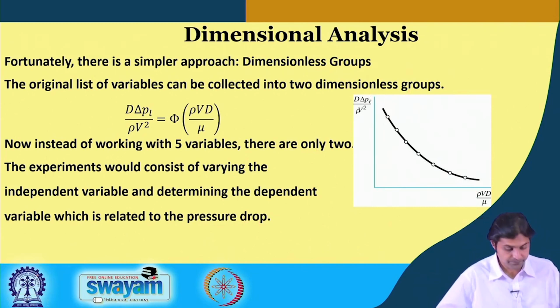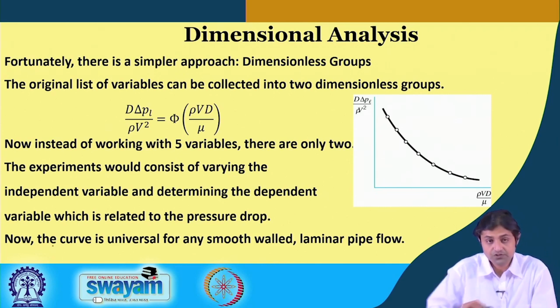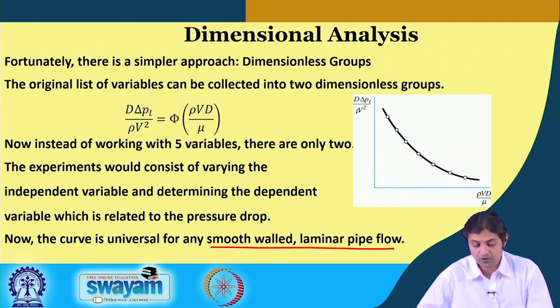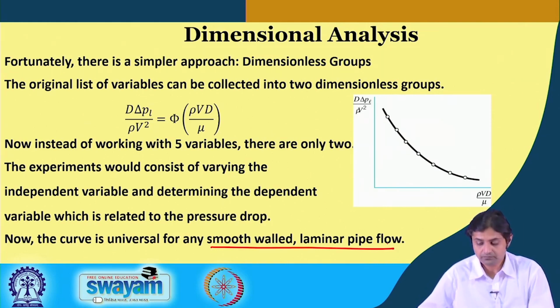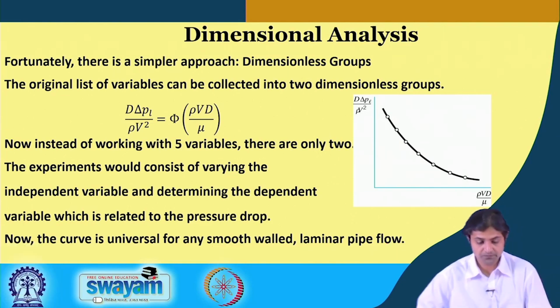All right. Another advantage is that this curve is universal for any smooth walled laminar pipe flow, because we did not assume any roughness. So, it was a smooth walled laminar pipe flow. We will come to this. There are a couple of modules on pipe flow and open channel flow. Soon we will get some introduction, starting in the next weeks. Okay.